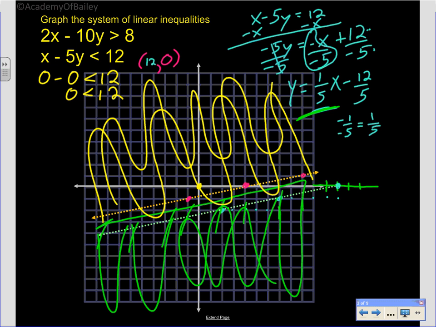That is what we shade. And now what is the solution area? Where do they overlap? They're going to be overlapping at this area between those two lines. Okay, that is the overlapping section, between those two lines.